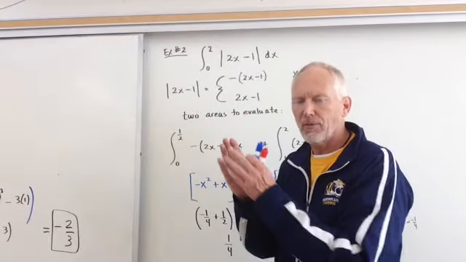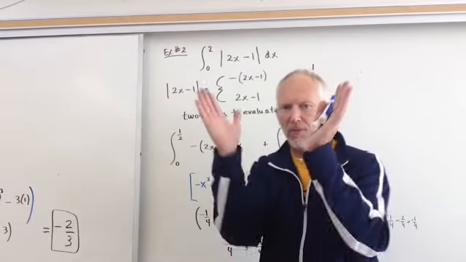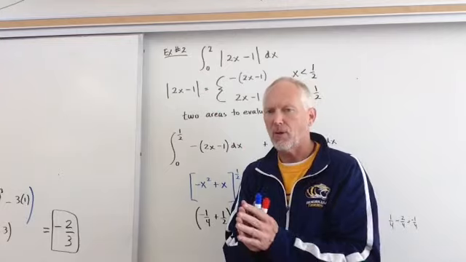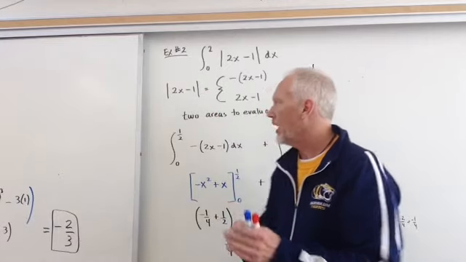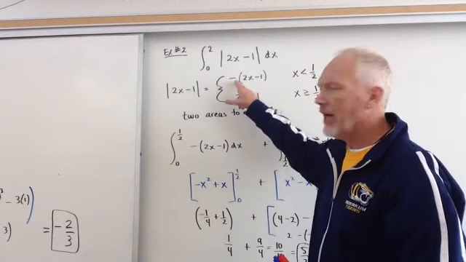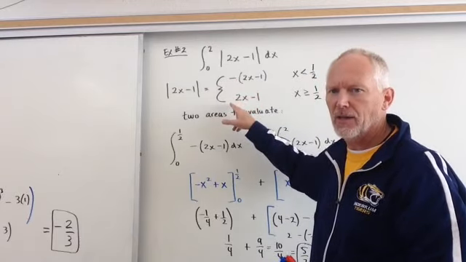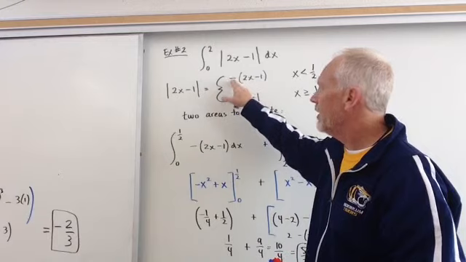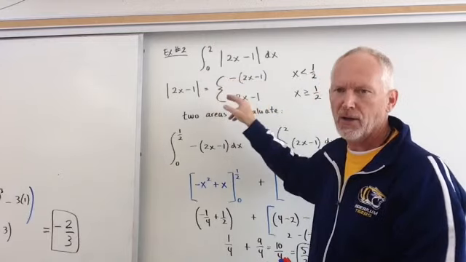That's where the divider comes in, right? That's where the V comes in. That's the evaluation of that vertex, okay, at x equals 1/2. So now I have a negative case and I have a positive case. The negative case is the negation of the 2x minus 1.